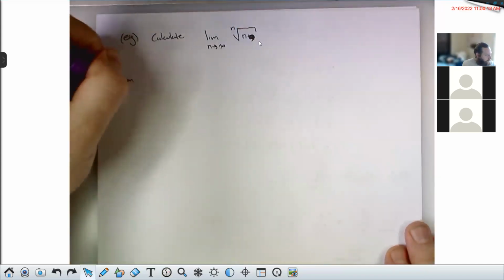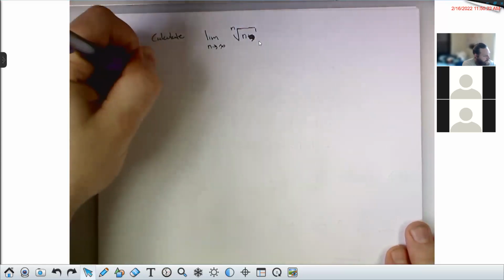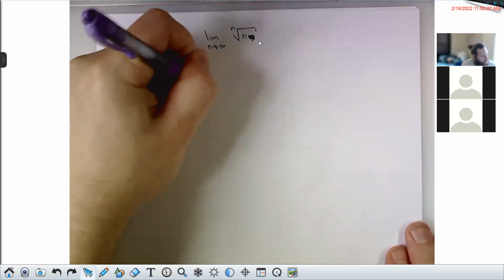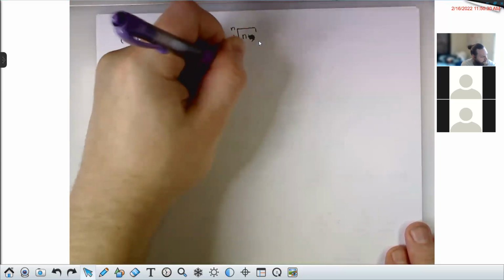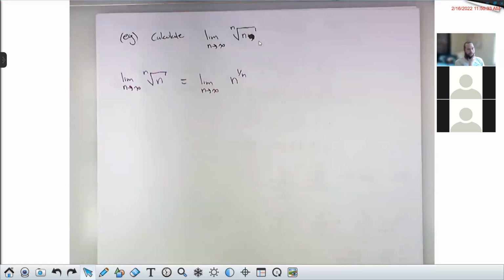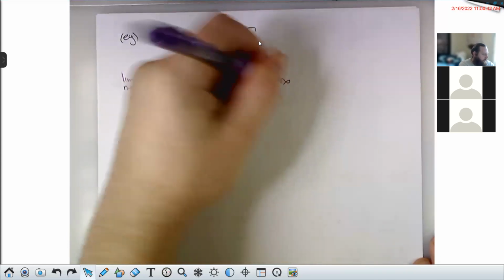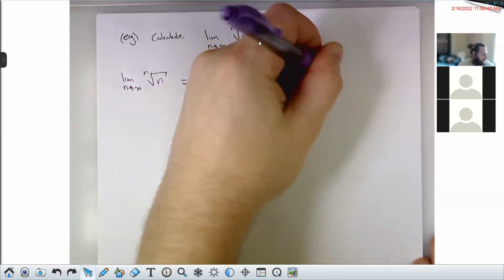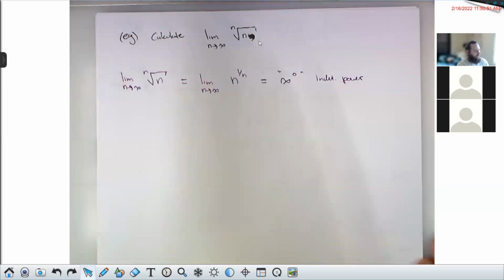And I would begin by just writing this as n to the 1 over nth power. The base here is going to infinity, but the power is going to 0. That's an indeterminate form. It's an indeterminate power. Right? The base wants it to be big, but the power wants it to be small.